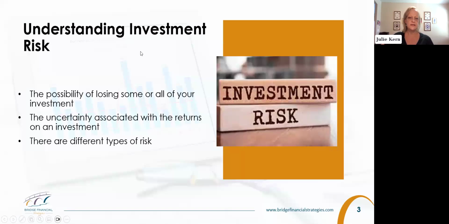Okay, so understanding investment risk. This is the risk that most people are concerned with when they think about investing their money. It's the possibility of losing some or all of your investment. Now, what I run into quite often is that, at least at the inception of a relationship with a brand new client, sometimes they're really concerned that they're going to lose all their money.